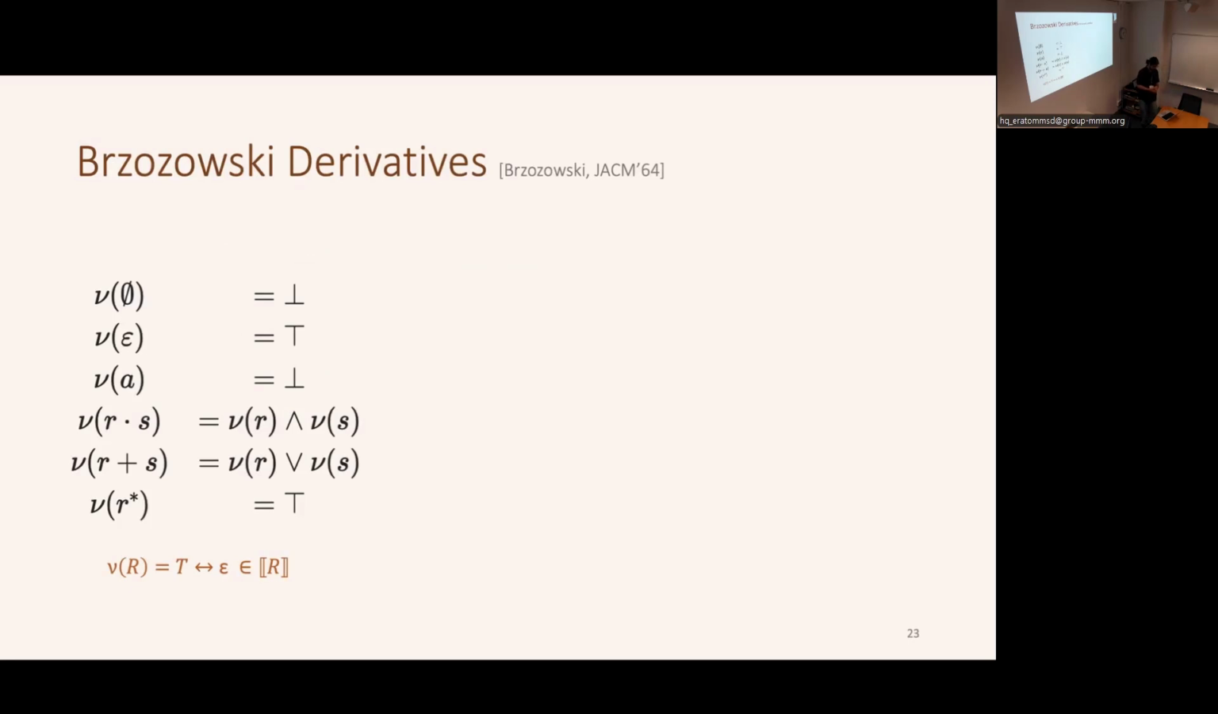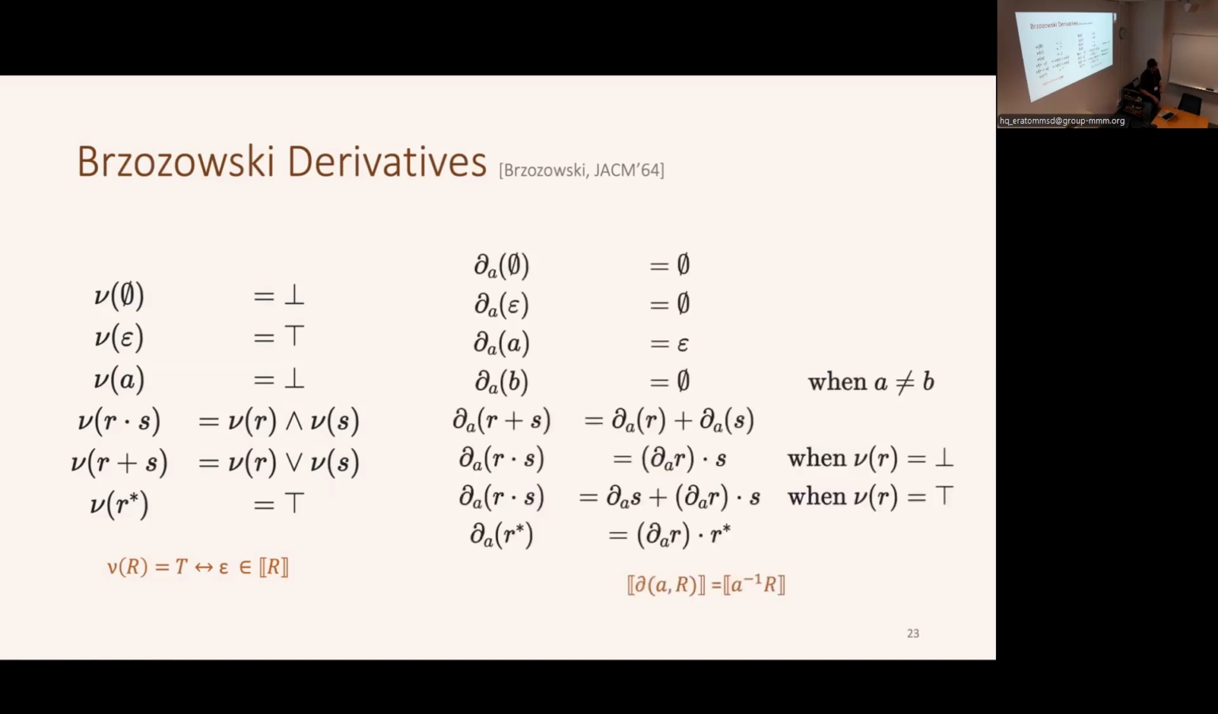And here we have this function nu. As we discussed in the previous slide, nu checks if the empty string is in a given language. So if we have concatenation, then the empty string is in the concatenation if it is in both the left part and the right part. Similarly, it is in the union if it is either in the left part or in the right part.